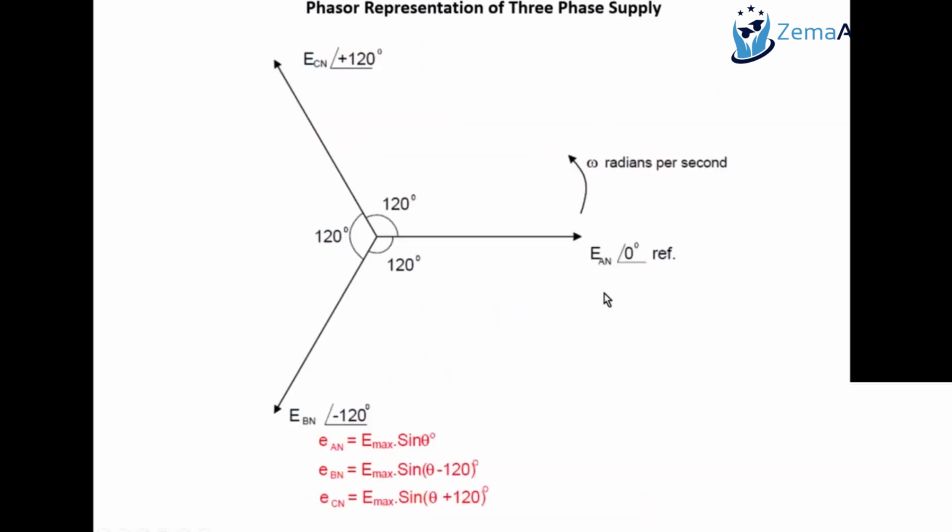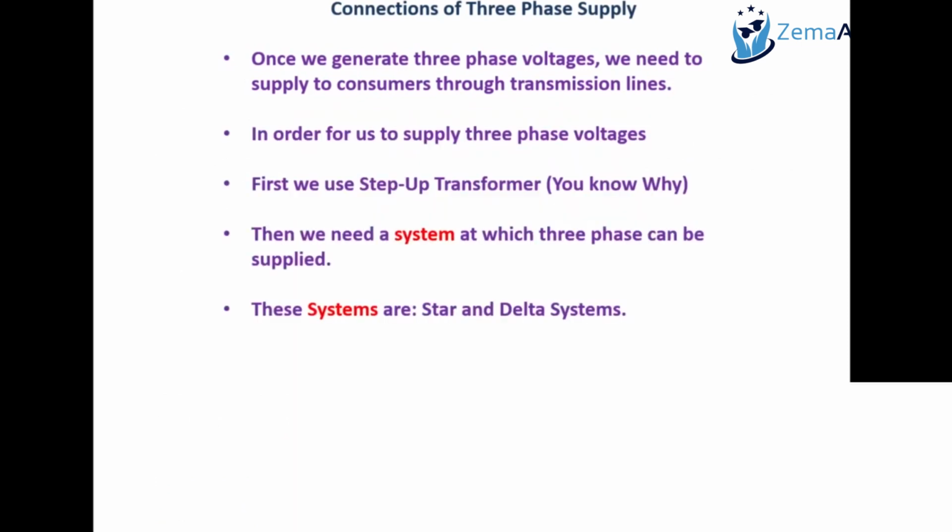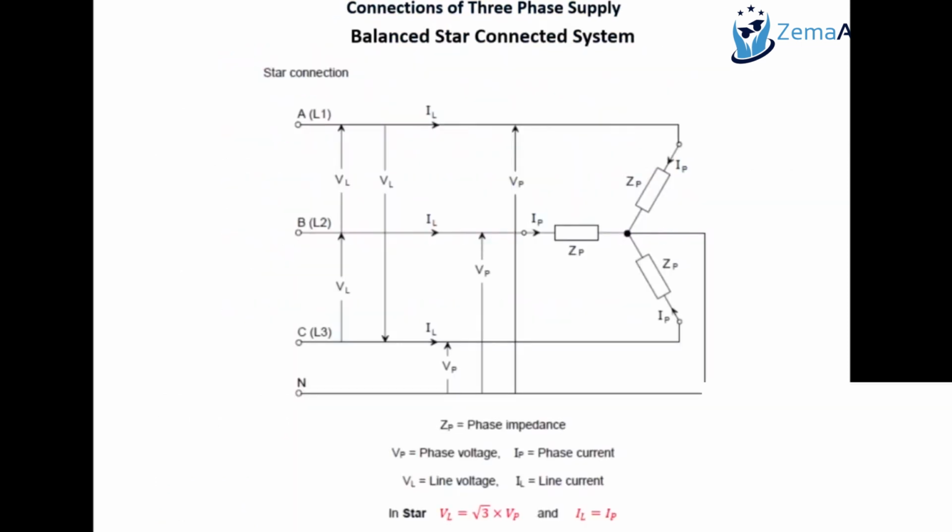here AN, BN and CN, very important parameters. Now these AN, BN and CN induced voltages are relevant to the star connection. So we are going to look at the first system in three-phase supply called star connection. The star connection means it resembles the structure of a star.